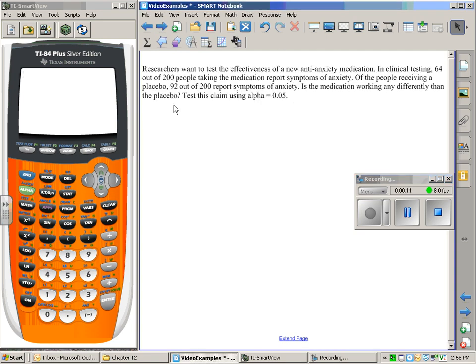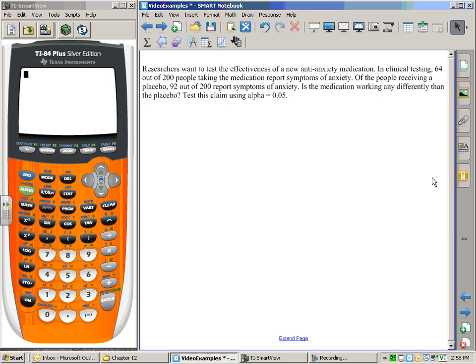Alright, so here's the situation. Researchers want to test the effectiveness of a new anti-anxiety medication, and in clinical testing, 64 out of 200 people taking the medication report symptoms of anxiety. Of the people receiving a placebo, 92 out of 200 report symptoms of anxiety. Is the medication working any differently than the placebo? And we want to test this claim using an alpha of 0.05.